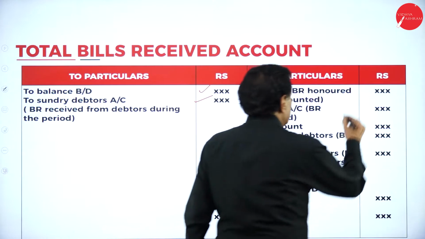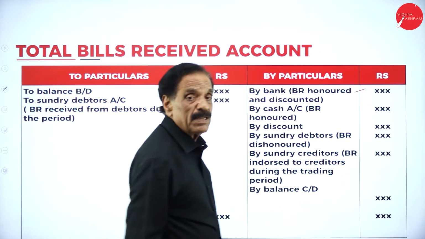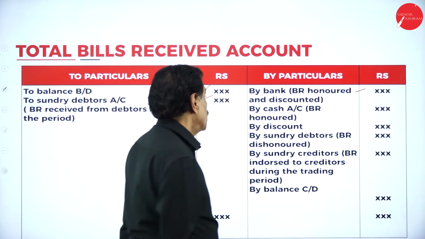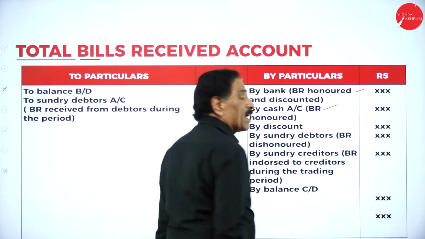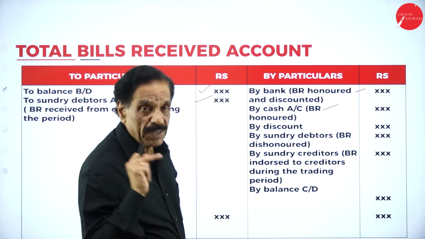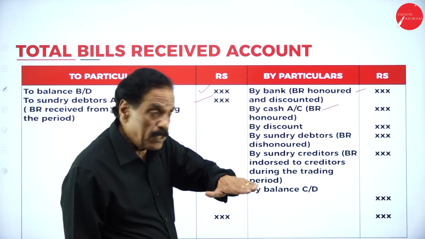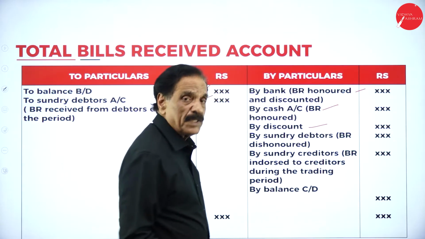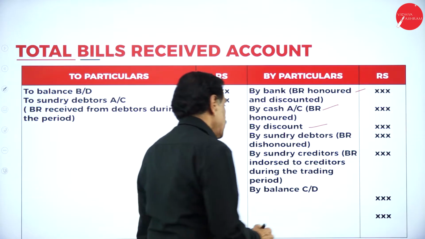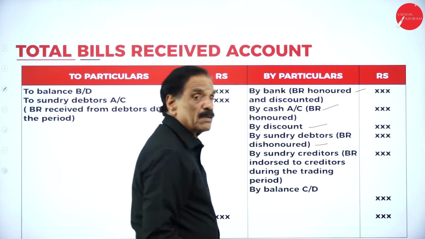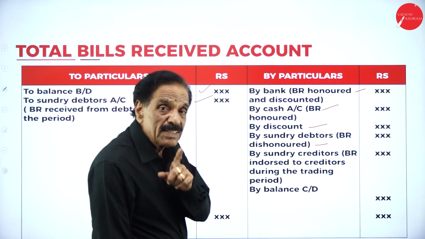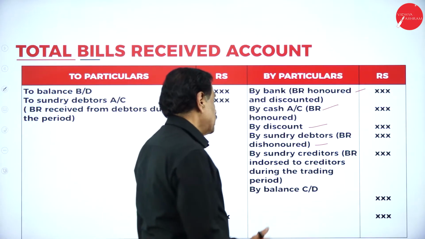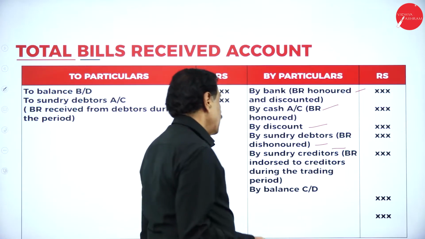By bank, BR honored in the bank, meaning you have received a check. By cash account, BR honored in the form of cash. Your BR account will be reduced. By discount, your BR account will be reduced. By sundry debtor, BR dishonored. Then by sundry creditor, BR endorsed.